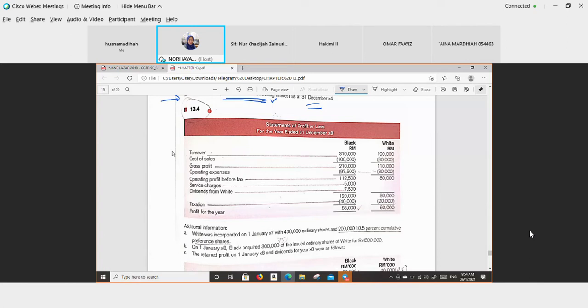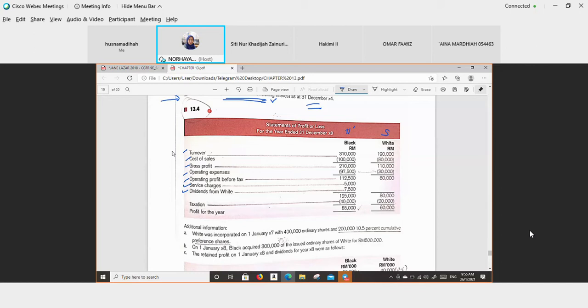Okay, you have the items here: turnover, cost of sales, gross profit, operating profit, operating profit before tax, service charge. Ini item yang berbeza, okay. Bila item beza tu, you kena perhati sikit lah. Ada dividend from White. Okay, you see Black and White, so you would expect White biasanya akan jadi subsidiary lah. Okay, this one is the holding company, right? So you can see dividend from White. So this one is obviously the intercompany dividend.